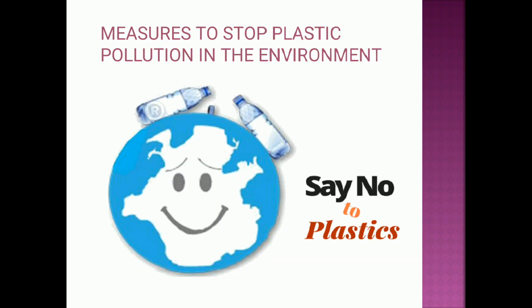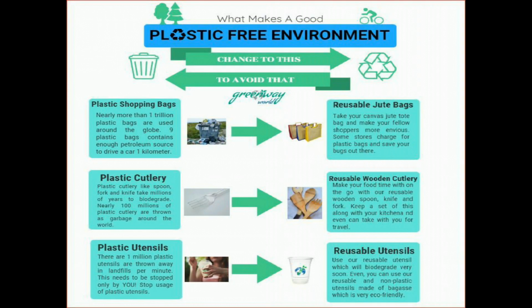Now, what are the measures to stop plastic pollution in the environment? Firstly, we have to say no to plastic. And what are the measures? We should avoid plastic shopping bags, plastic cutlery, and plastic utensils. They should be replaced by reusable jute bags. We can use canvas, jute, and tote bags to make our shopping easier. Reusable wooden cutlery and reusable utensils can be used to make our environment plastic free.